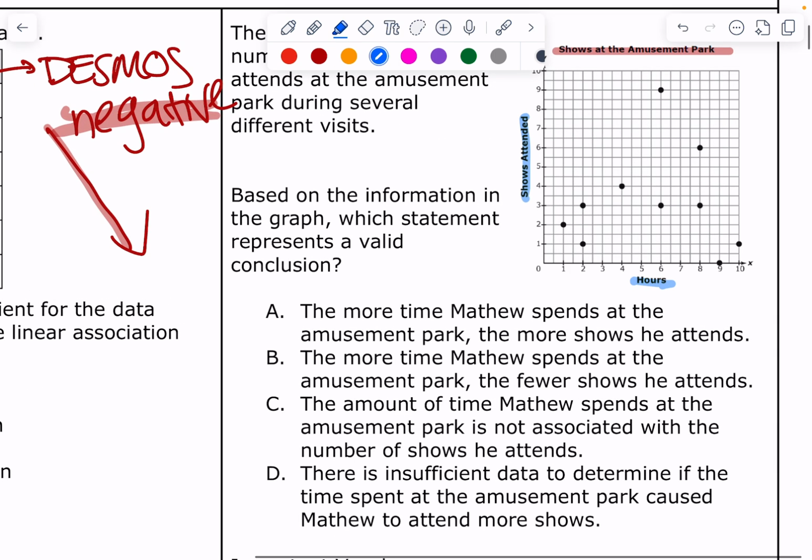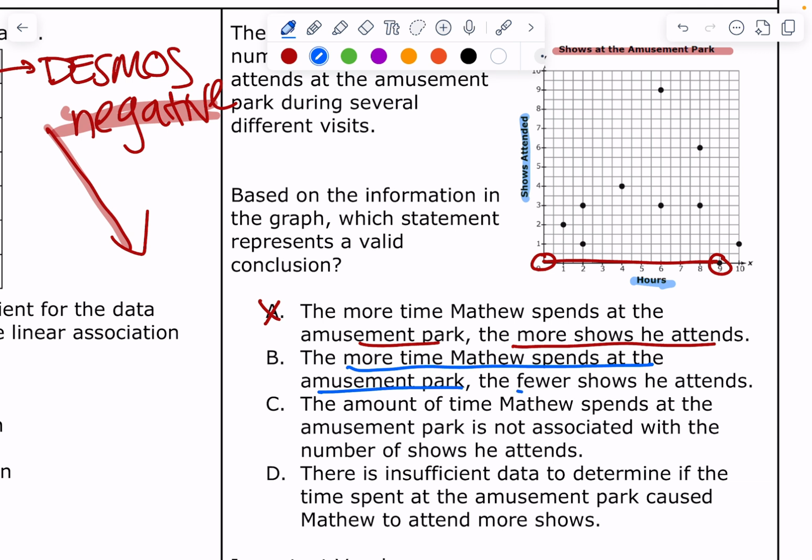So if I kind of look at this, I don't see very much of a correlation because if we draw, it doesn't really match. But let's go ahead and read A. The more time Matthew spends at the amusement park, the more shows he attends. So if we look at this, if he spends 9 hours at the amusement park, he attends 0 shows. So this one wouldn't be good because that doesn't make sense. If he spends 9 hours, he should be attending 9 shows, something like that, okay? So B says, the more time Matthew spends at the amusement park, the fewer shows he attends. So here, this is 8.